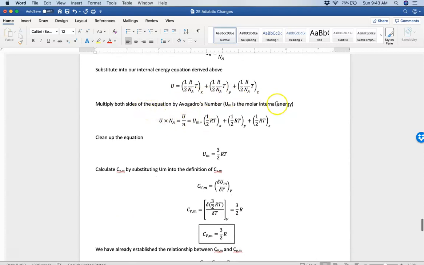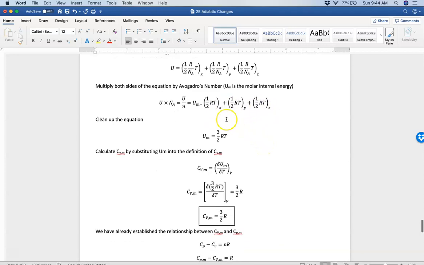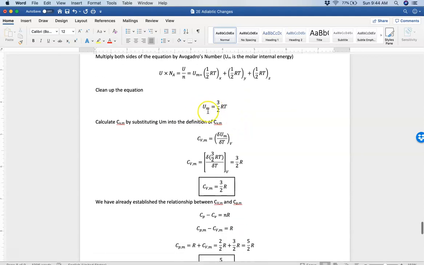If we multiply both sides of the equation by Avogadro's number, it's going to cancel it out in each of the 3 terms on the right-hand side of the equation. This will leave us U times Avogadro's number, which basically is the amount of U for 1 mole of gas, which can be written as U sub m, which is the molar internal energy. Right? So now that we're dealing with 1 mole of gas, and those moles of gas can either move in the x, y, and z direction, or any combination of both. So if we clean up this equation here, so this term plus this term plus this term cleans up to just the molar internal energy is 3/2 RT.